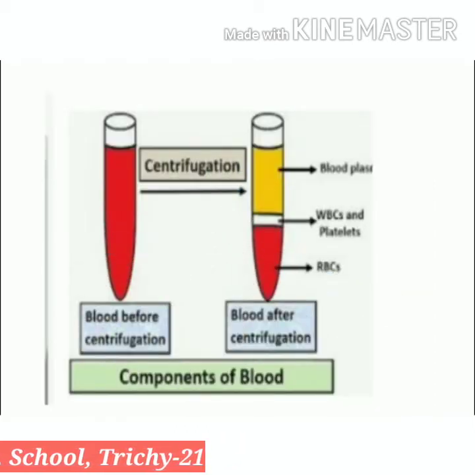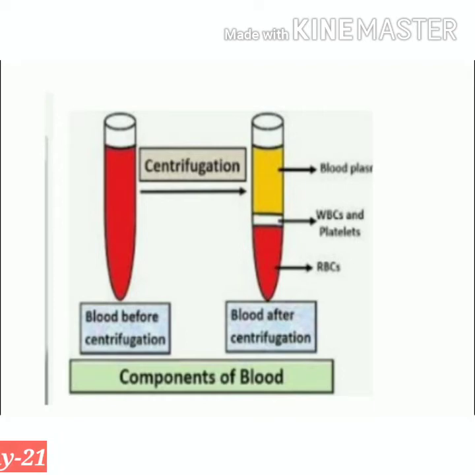This method is used in pathological laboratories to separate the blood cells from a blood sample. In the first tube, blood and other components are mixed. Then in the second tube, it separates the blood cells from the blood components. Then blood plasma and WBC are separated in the upper part of the tube.